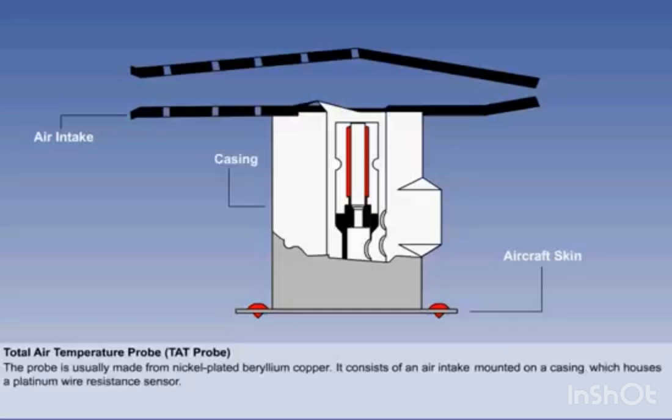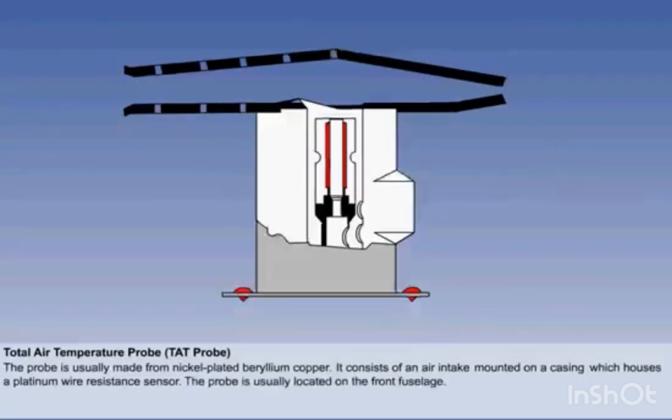Inside the casing is a pure platinum wire resistance sensor. Platinum is used because it has a very high rate of conductivity and gives a rapid response to temperature change. Platinum also has a linear resistance change to temperature change relationship, which makes it ideal for temperature measurement.